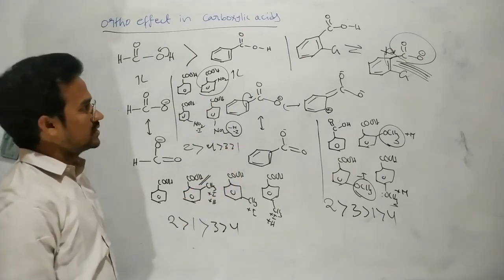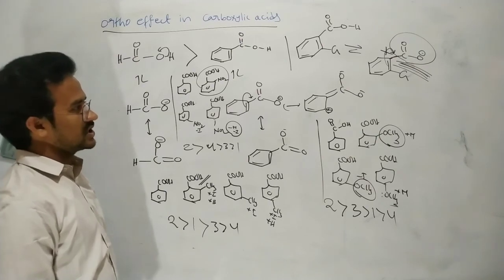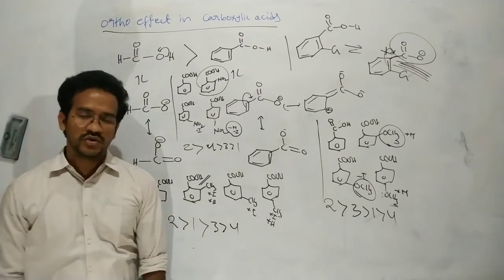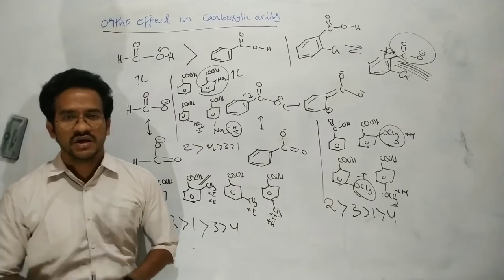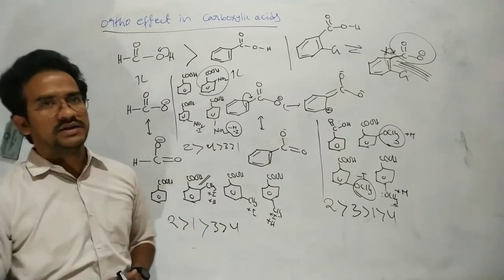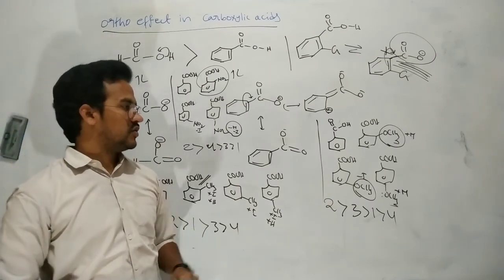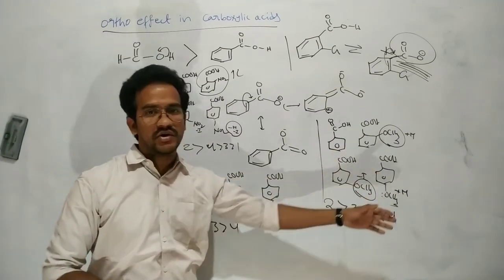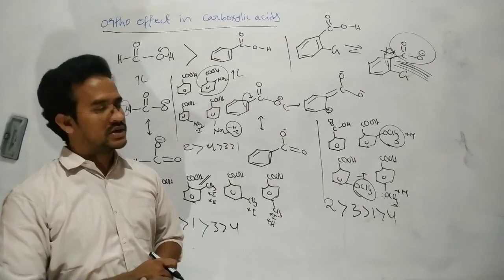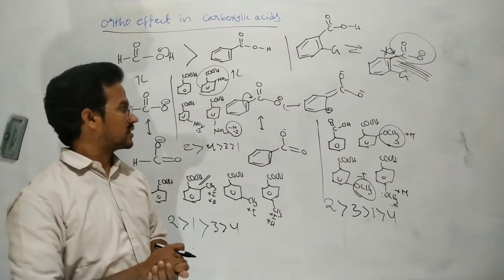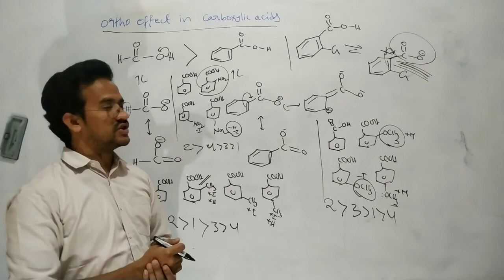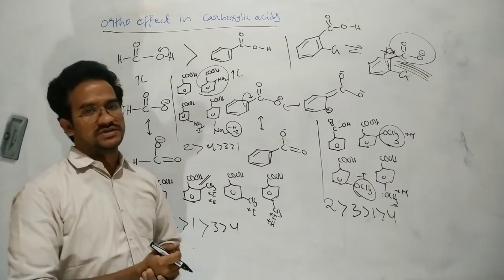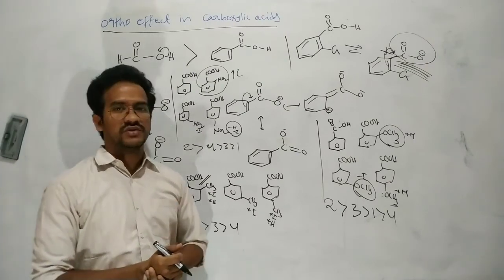Okay, so that is the ortho effect and applications of the ortho effect. Any ortho substituted benzoic acid is more acidic irrespective of its nature, and after that we can consider the electronic effects. For the meta derivative as well as the para derivative, we should consider the electronic effects. So based on those electronic effects, we can say the acidic nature of the carboxylic acids. Okay, that's it. Thank you for watching.